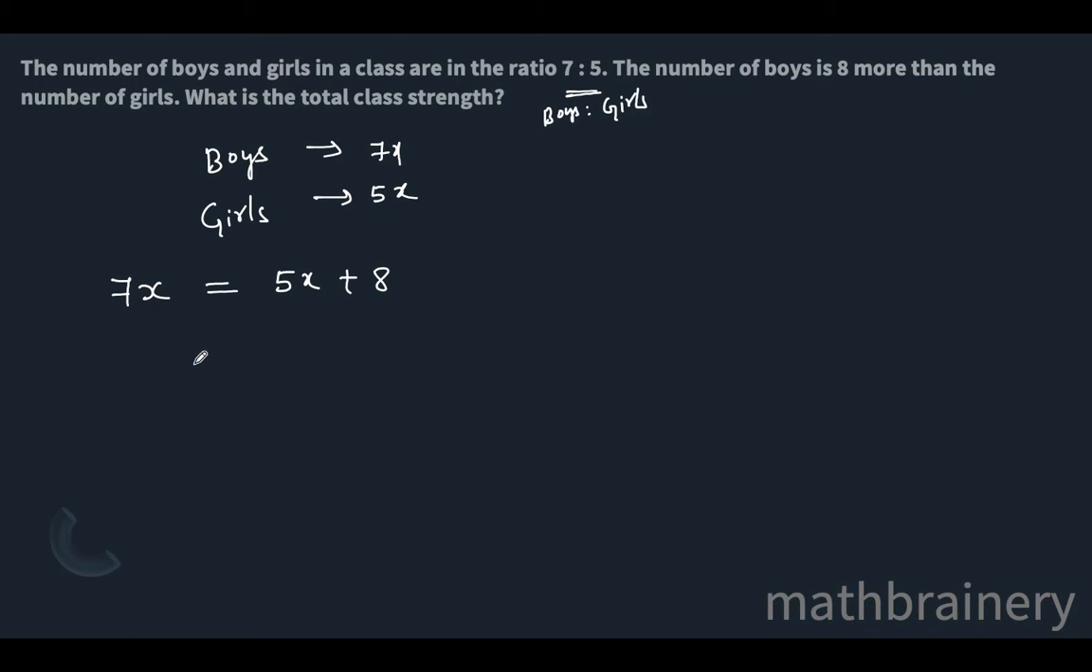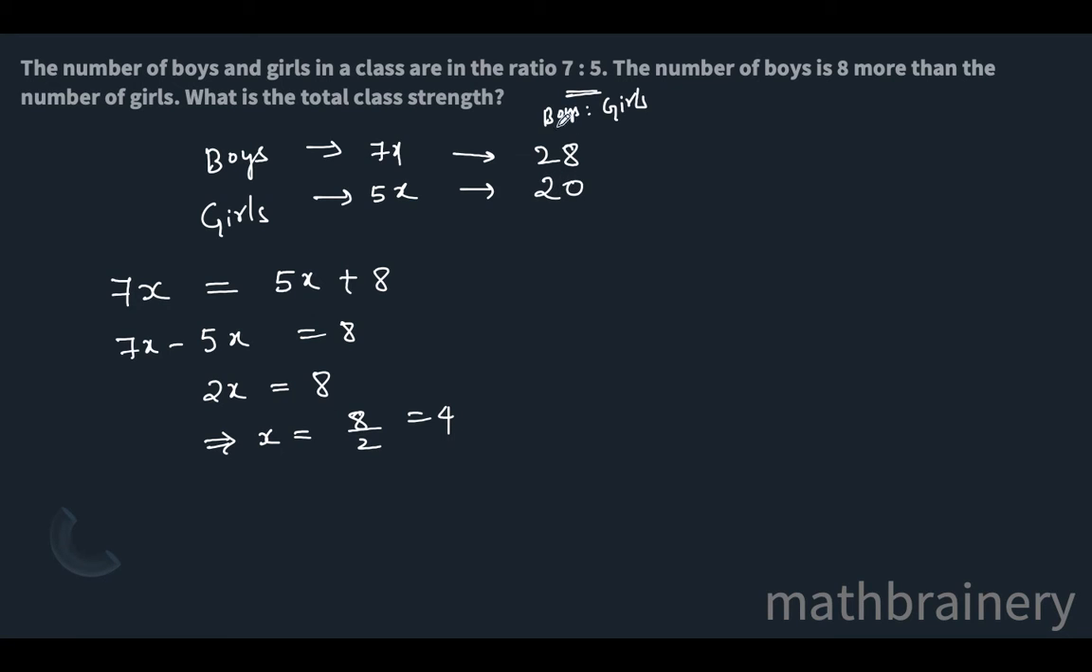Now to simplify this, we are going to transpose variable terms to one side and the constant terms to the other side. So 7x, if I transpose 5x to LHS, you get 7x minus 5x is equal to 8. That means 2x is equal to 8. What does this imply? x must be 8 by 2, which is 4. Now when x is 4, number of boys is 7 into 4, which is 28, and number of girls must be 5 into 4, which is 20. Now what is asked? What is the total strength of the class? The total strength of the class must be the number of boys plus number of girls, which is 48. Let's look at the next question.